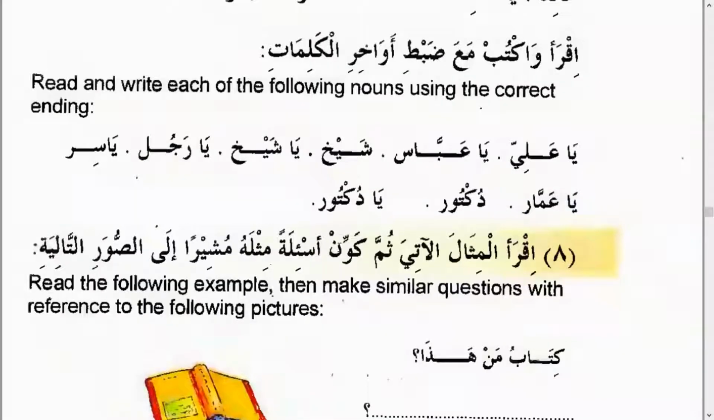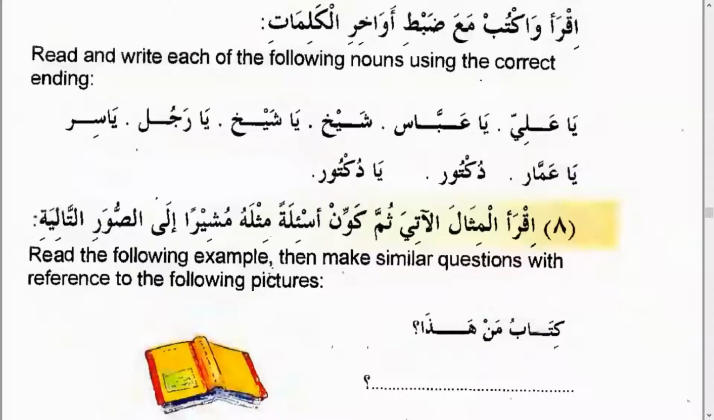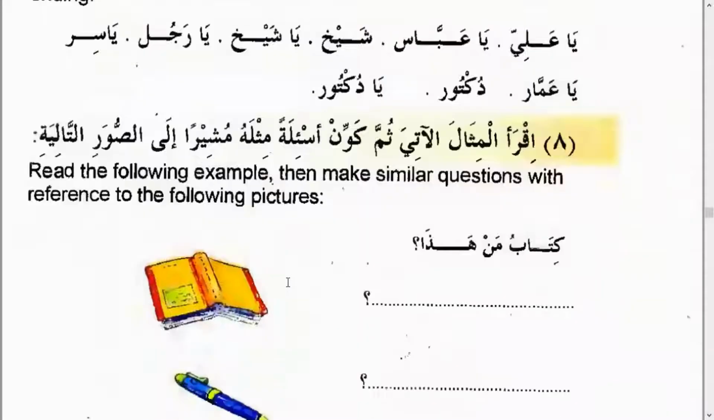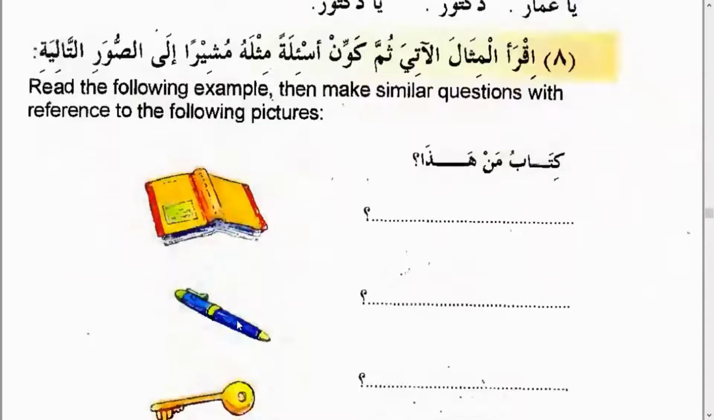Next, we are learning about Kitabu Man. Whose. We are learning how to say whose. So, for example, read the following, then make similar sentences with reference to the following pictures. Looking at the pictures, we have to find out. So, this is a book. It says Kitabu Man Hada. Whose book is this? Now, I have to say whose pen is this. So, how will I say? Same thing. Mudaf, Mudaf. Qalamu Man Hada.